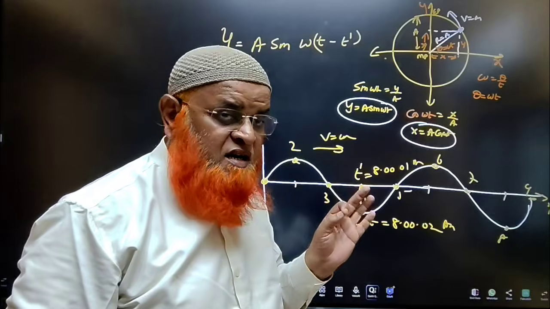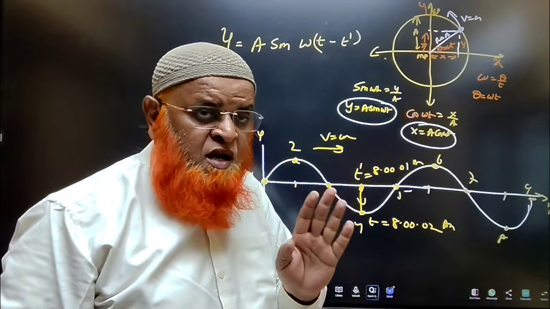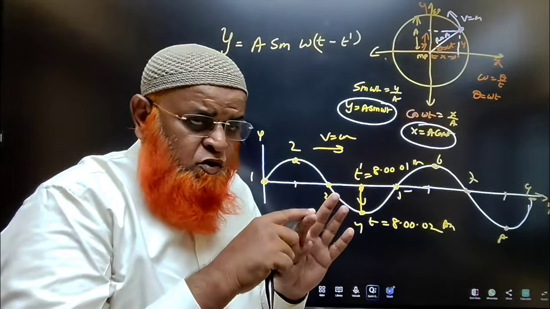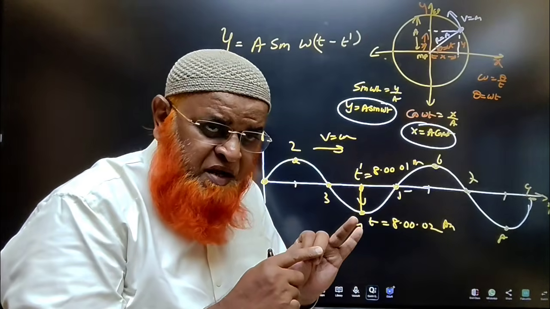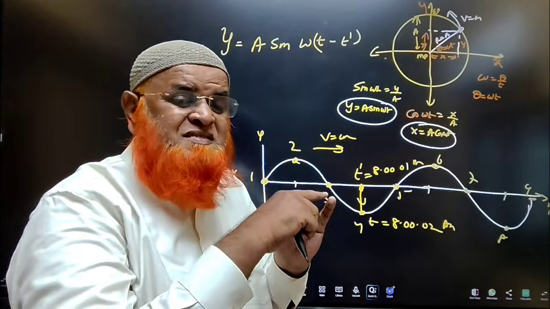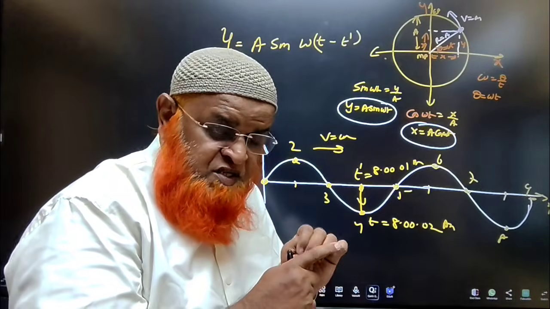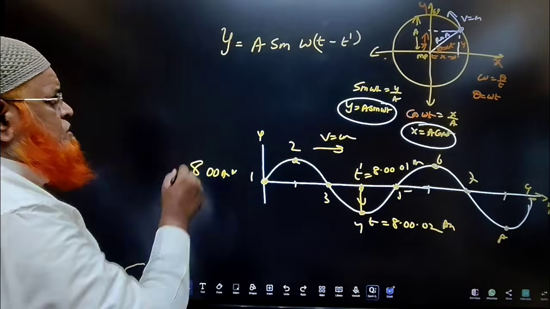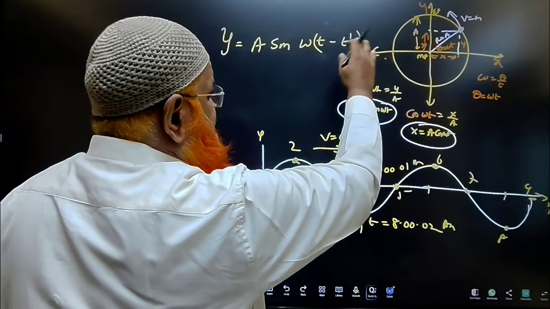Don't neglect this topic. If you don't understand this one, you won't understand four chapters. This is wave motion I am explaining. If you don't understand wave motion, you won't understand wave optics, electromagnetic waves, or alternating currents. It's very important. Don't neglect it. So y = a sin ω(t − t').